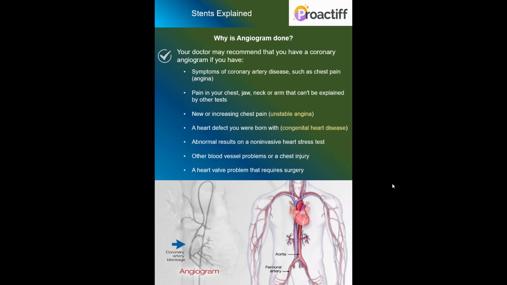For almost 75% of people, for example, there could be a hole, but in the first few weeks after formation, it's going to plug itself. For some people, it's going to stay open and continue. This is just one example of such a congenital condition. Next, you may have abnormal results from a non-invasive heart stress test, or blood vessel problems, or a chest injury, a traumatic injury that would have happened, or a heart valve problem that requires surgery. So these are various conditions.